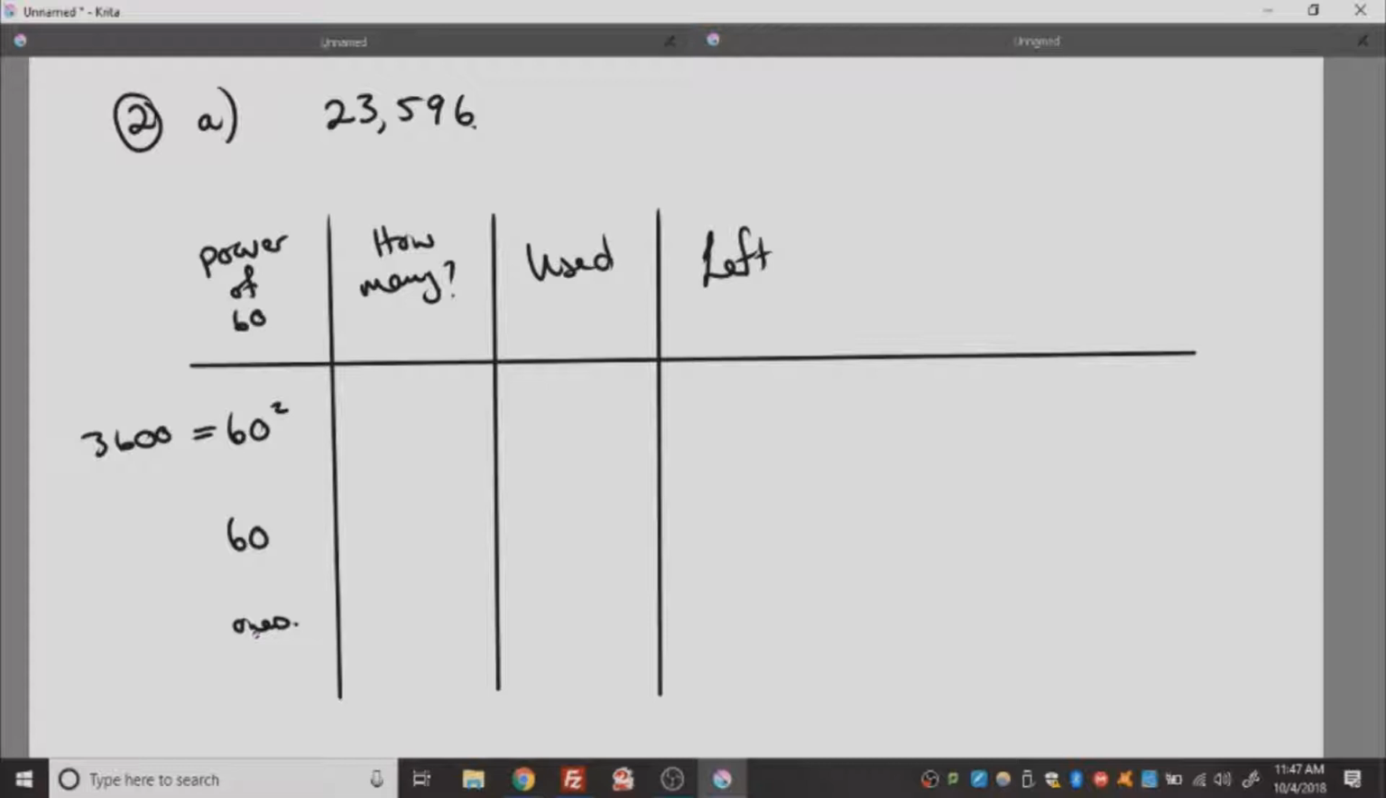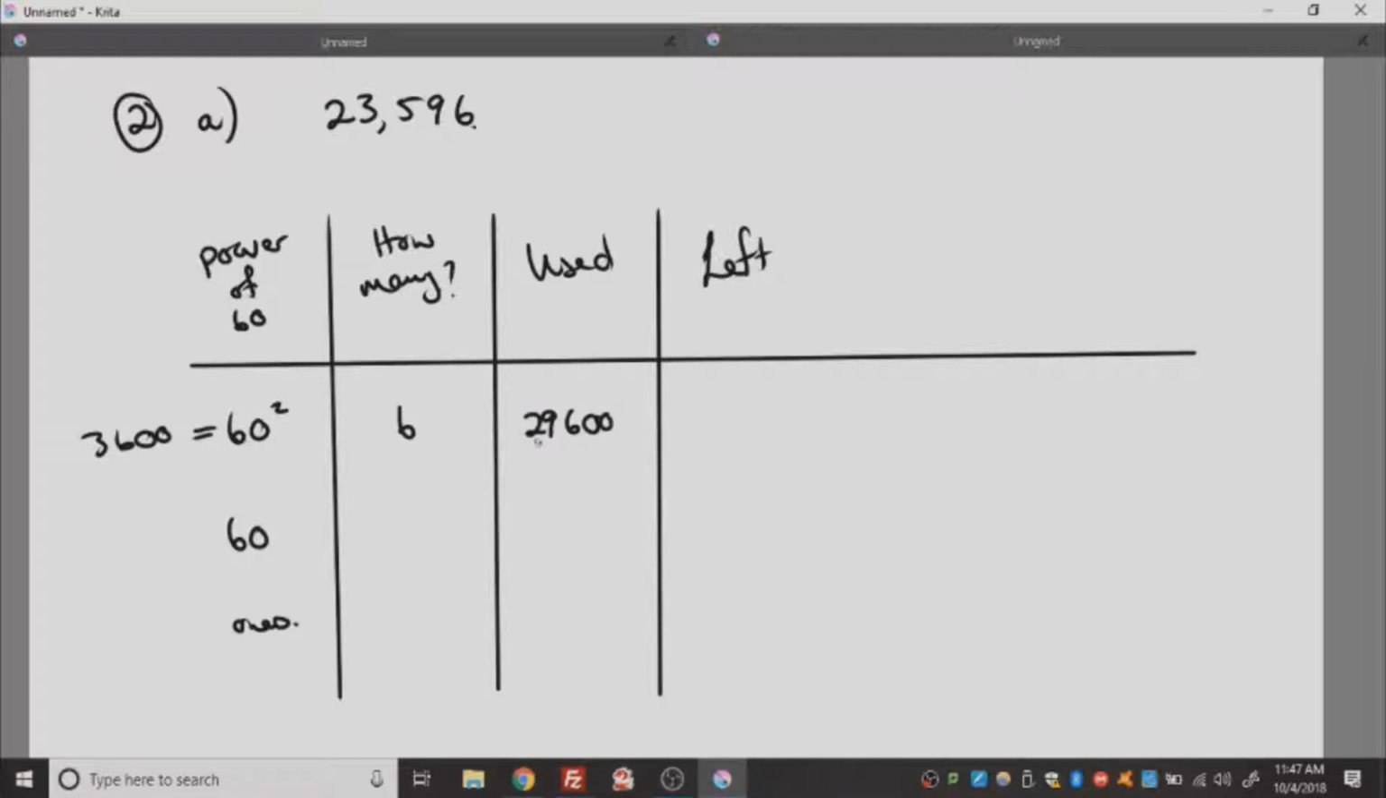So now, line for line, how many times does 3,600 go in there? If you want to do it in your head, go for it. But I think most of us would maybe use a calculator. So you simply divide it, and you get 6 point something. So that means 6 whole times. Okay. So now I need to know how much have I used? Well, 6 times 3,600 is what I've used. What is 6 times 3,600?